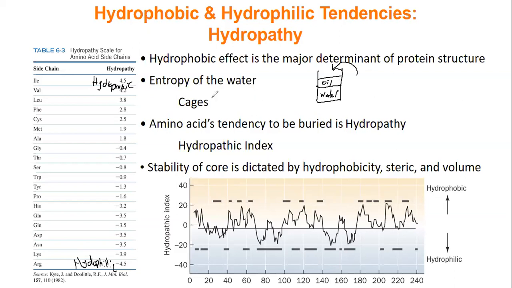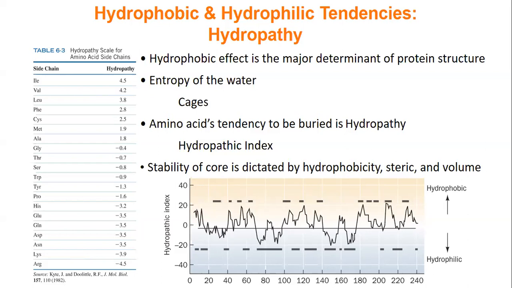But all we need to know is, what does a hydropathy score mean? High numbers are hydrophobic, negative numbers are hydrophilic. And we need to know that it's the hydrophobic effect that's folding proteins. If you go back to the beginning of the semester, we talked about how water does not want to interact with hydrophobic amino acids. We form these cages around these hydrophobic groups.